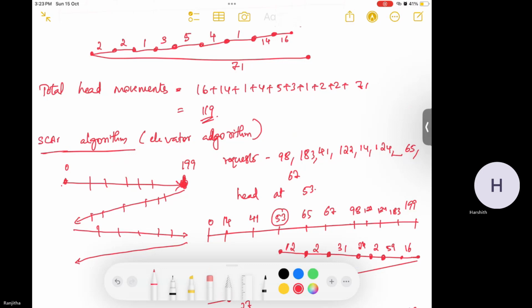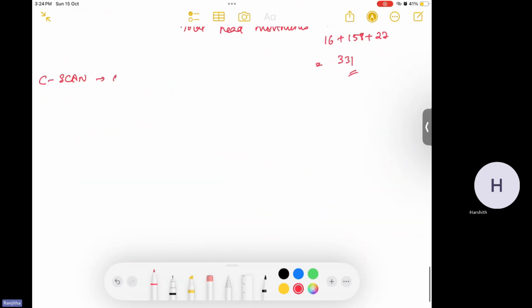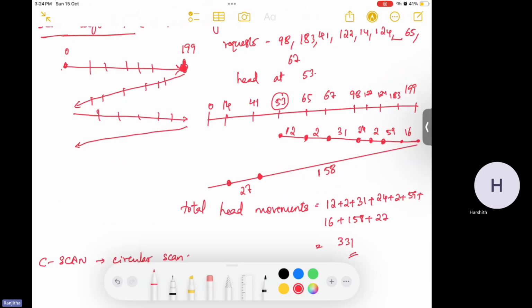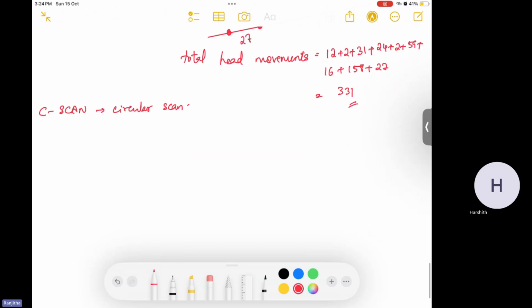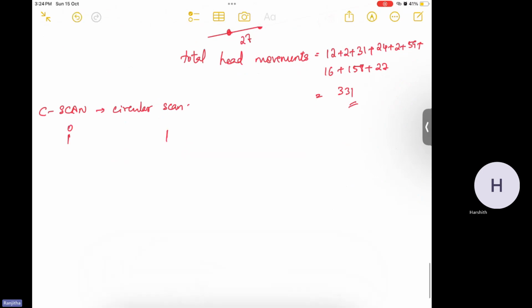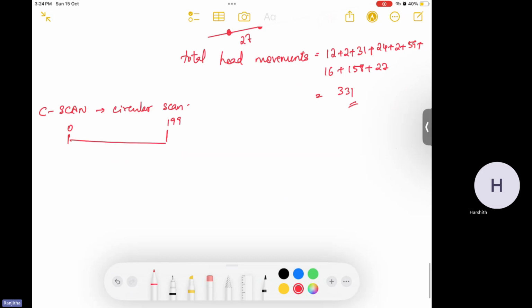The algorithm is SCAN because it goes all the way. Now C-SCAN is nothing but circular scan. The difference between normal SCAN and C-SCAN is that in SCAN it goes from 0 to 199, comes back, and in both directions it will serve the requests. Whereas in circular scan, if it goes from 0 to 199, it will serve the requests on the way, and in the return direction it will not take any request. No request will be served in the reverse direction.